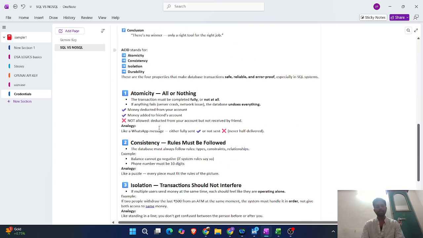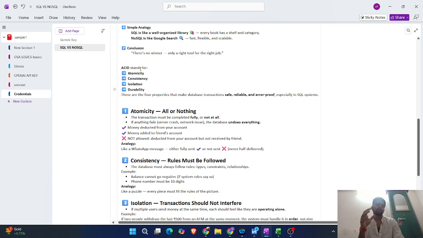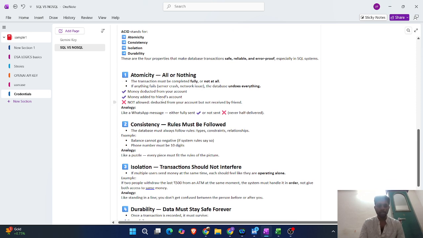Okay, and we'll discuss ACID properties. One of the most important interview questions, right? They'll ask you what is ACID. At that time you have to say A means atomicity, C means consistency, I means isolation, D means durability. These are the four properties that differentiate SQL and NoSQL. I'll explain with some examples.